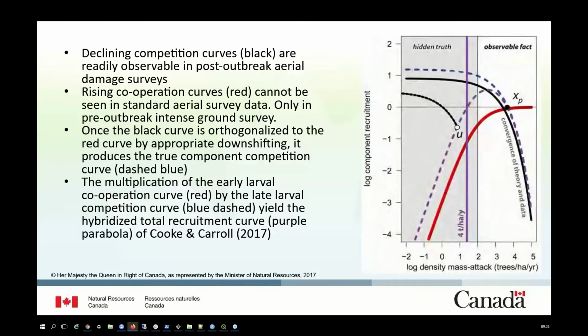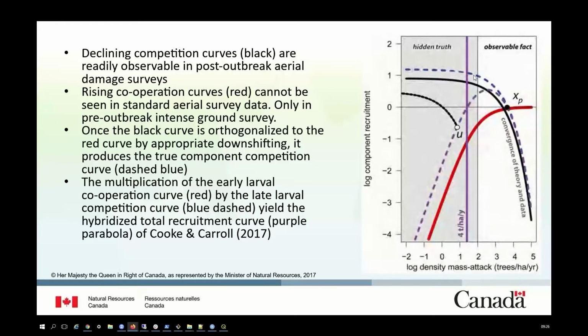this gives us everything we need to create a complete model of eruptive growth potential. Now, for modeling purposes, the recruitment rate is expressed in a log scale on the y-axis, so the curves change shapes when you log transform them. But this thick red curve is the cooperation curve, which rises as a function of rising attack density. And the black curves are the competition curves from all those other studies that I showed you from the Central Rockies mountain region.